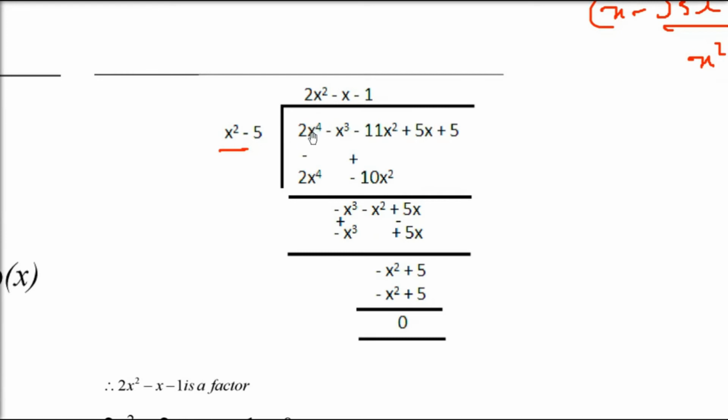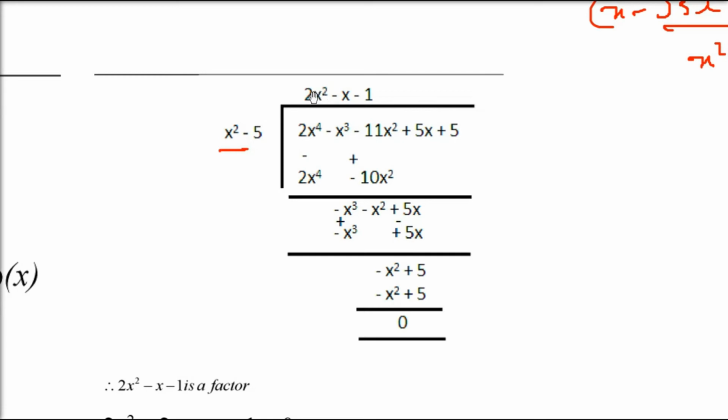So we need 2x raised to 4. So x square, if you multiply by 2x square, you get 2x raised to 4. And then you have minus 5 into 2x square, and that is minus 10x square. And always write the same power one below another.